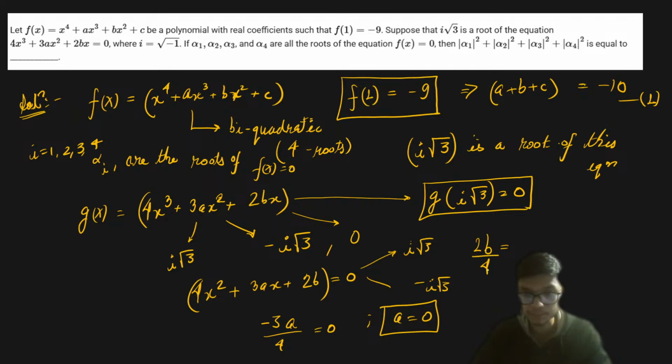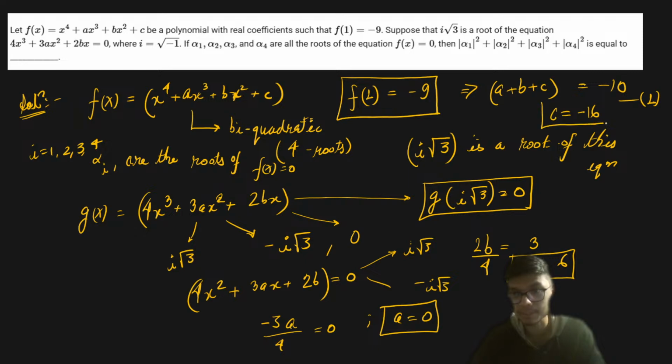And once you have a equals 0, the product of roots is 2b upon 4. Root 3 into root 3 is 3, and iota into iota is minus 1, and the minus makes it plus 3, okay. So from here you get the value of b as 6, right? Now once you have a and b, from equation number 1 you can get the value of c, which is minus 16.